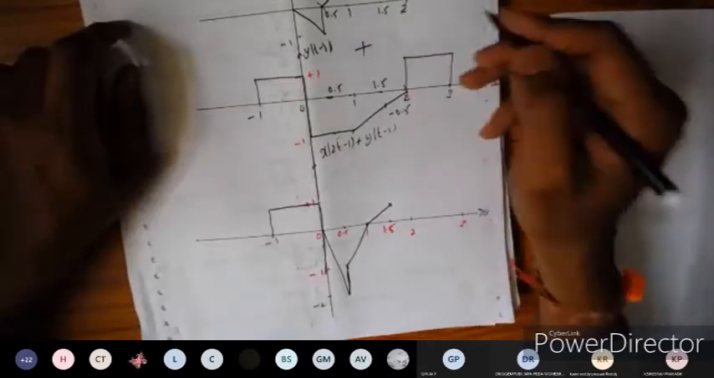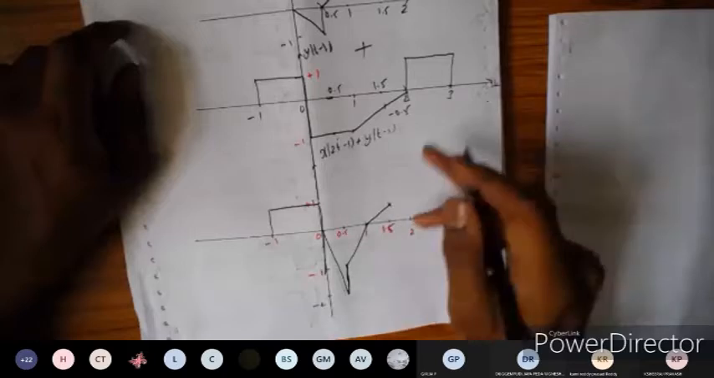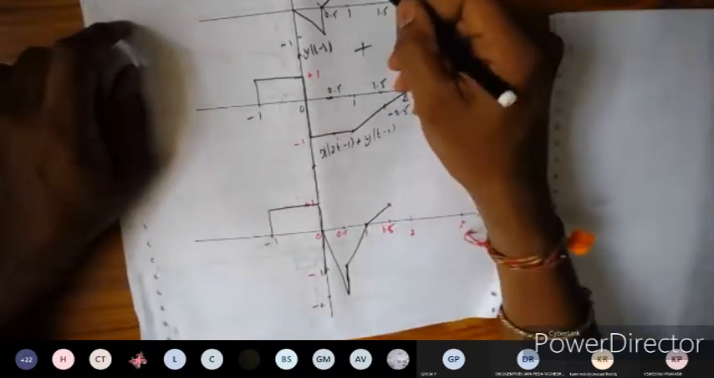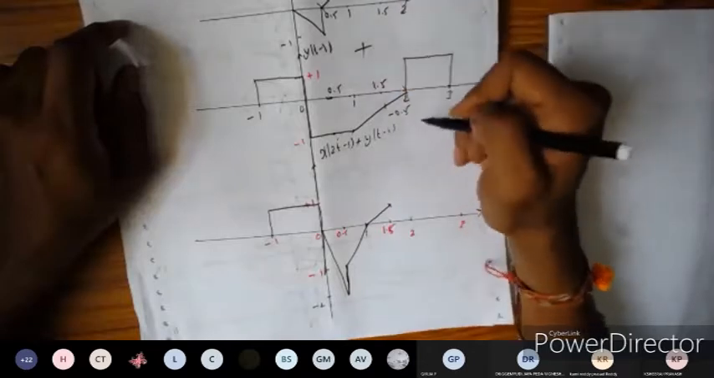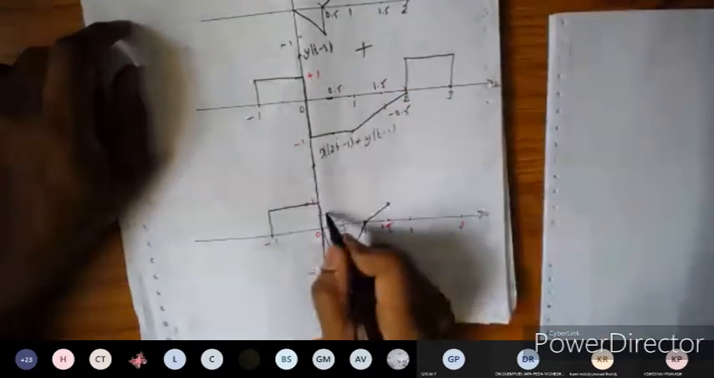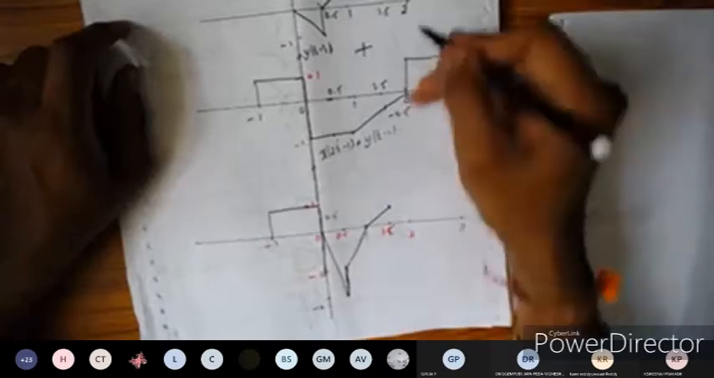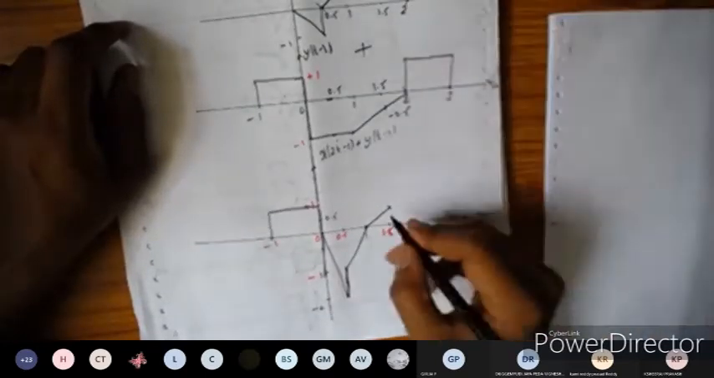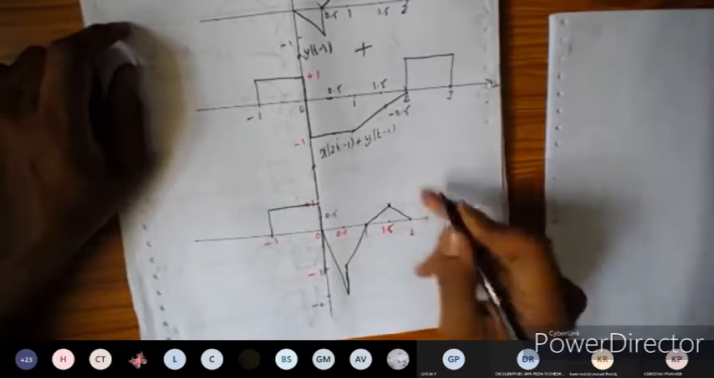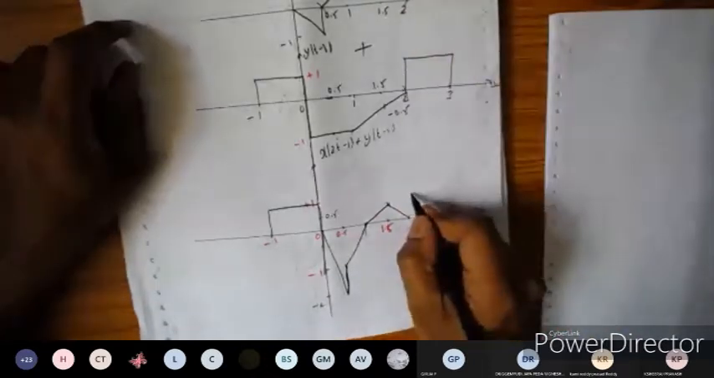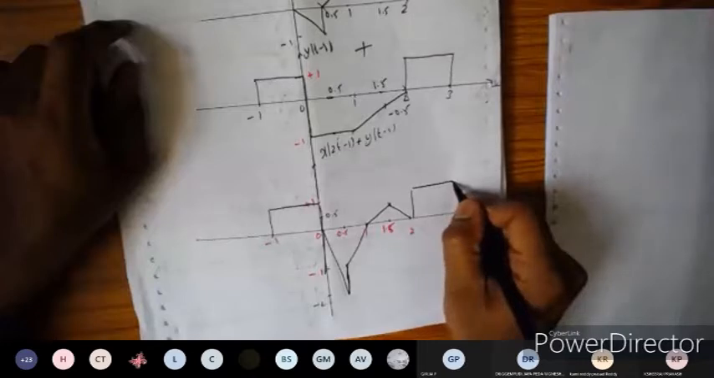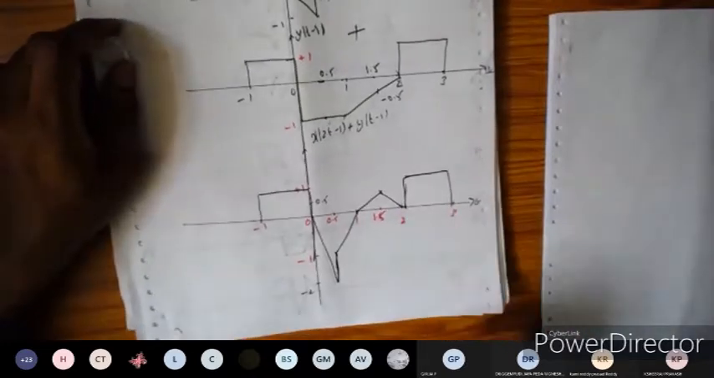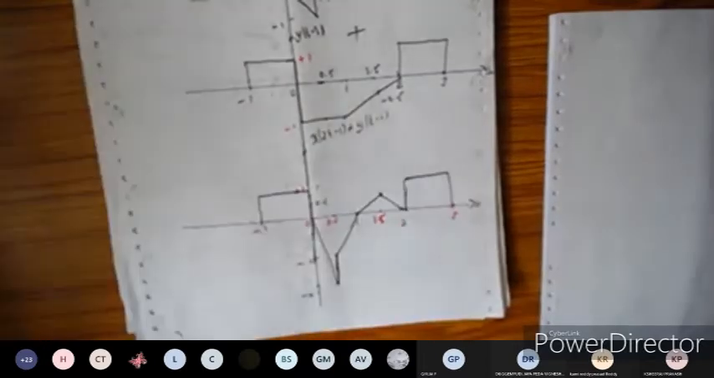So 0 plus something will become equal to 0 here. So at t is equal to 1.5, it is minus 0.5 and it is 1 here. So 1 minus 0.5 will be 0.5 here. So this is 0.5. Next, at t is equal to 2, it is 0. So 0 plus 0 will become equal to 0 here. Next, from 2 to 3, no waveform. So we'll get the waveform something like this here. Okay, so this becomes equal to 1.